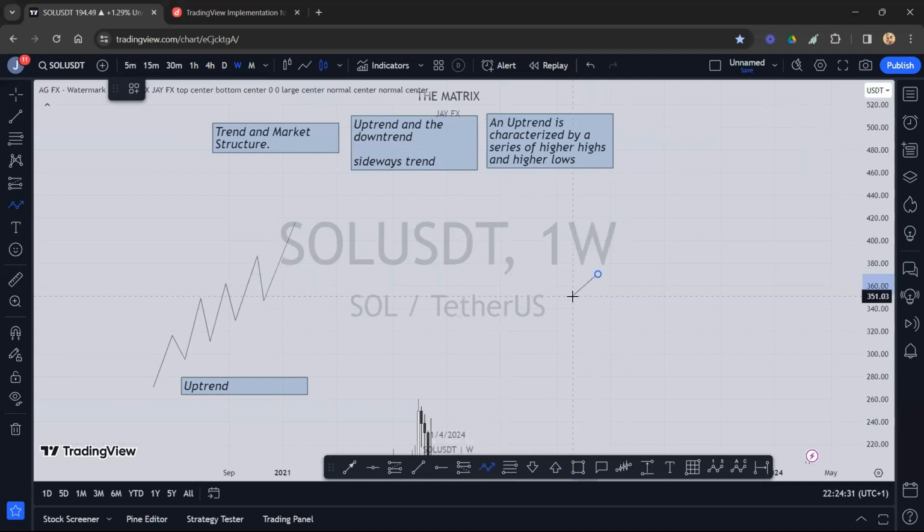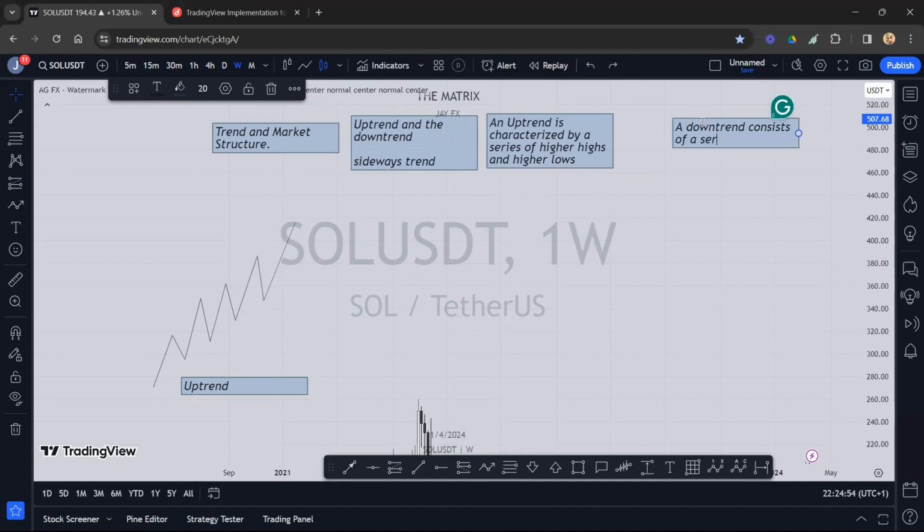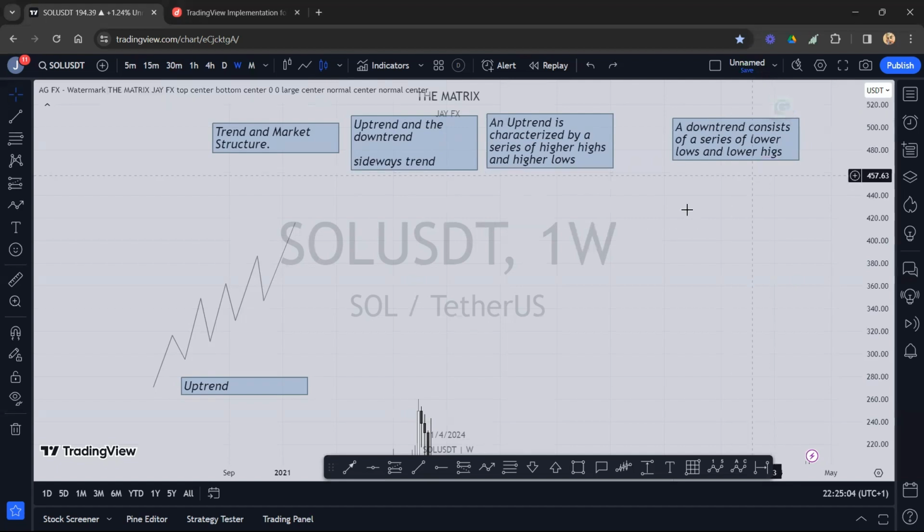Oh, did that delete? Oh, one second. Let me write it again. All right, so a downtrend consists of a series of lower lows and lower highs. All right. So let's look at an example.